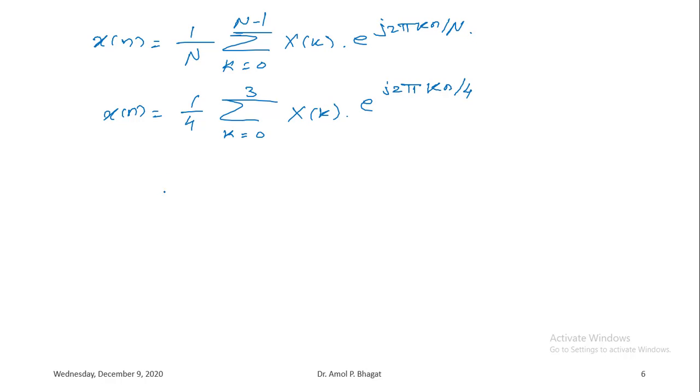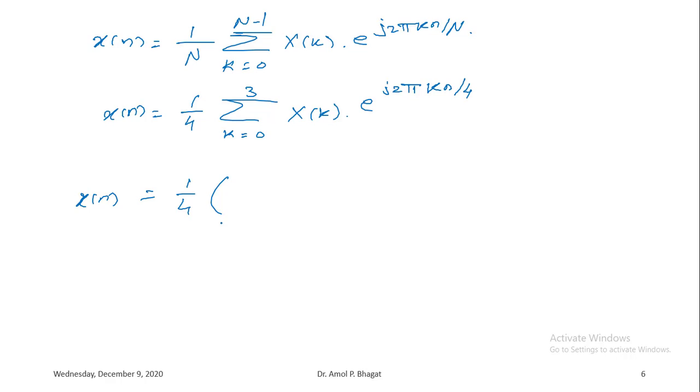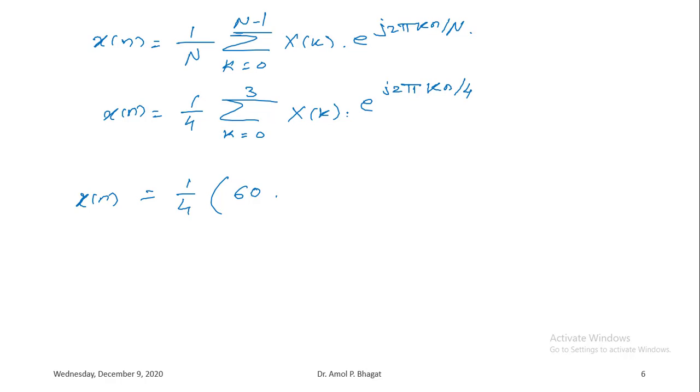So again, here I can substitute the values of k in this equation, so it will be 1 by 4, right? If I substitute k equals 0, x of 0 I have determined as 60, so it will be 60 multiplied by e to the power 0, which is 1. Then for k equals 1, x of 1 is 0, so 0 multiplied by this value will be 0 simply.